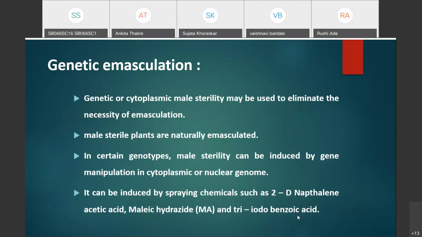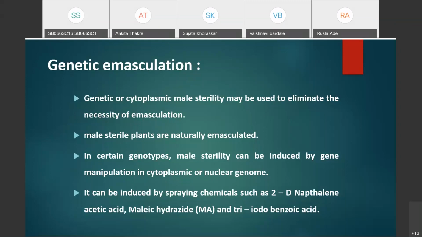Okay, that is all about the emasculation methods. Today we have discussed the three steps in the hybridization. The first one is the choice or selection of parents, the second one is the evaluation of the parent, and the third step is the emasculation.